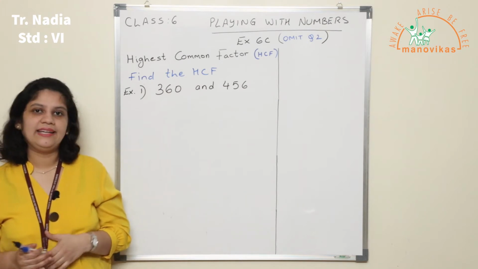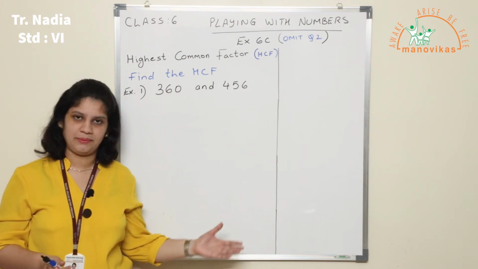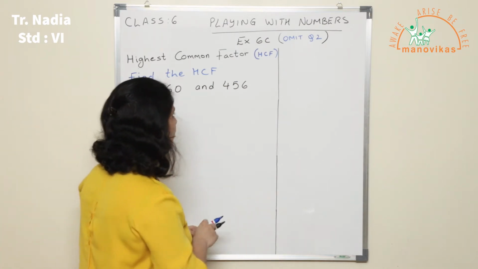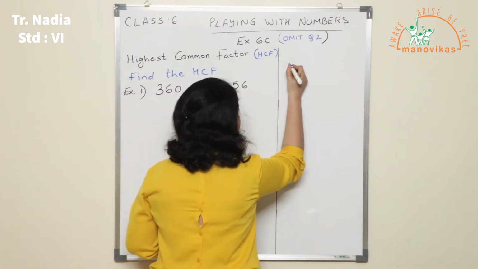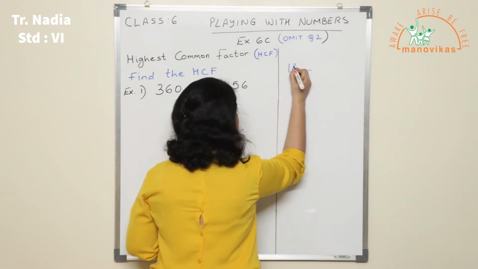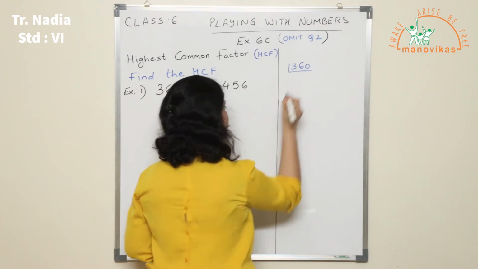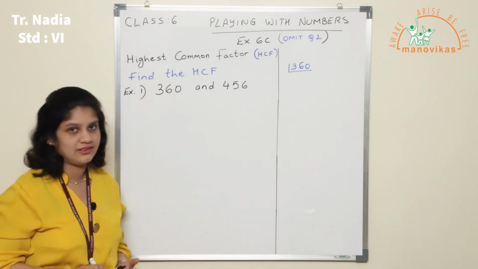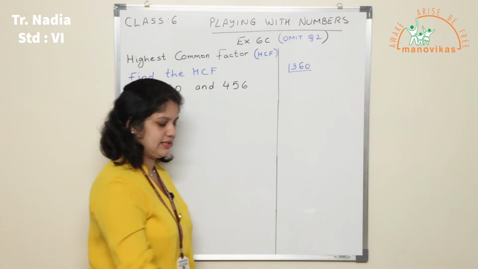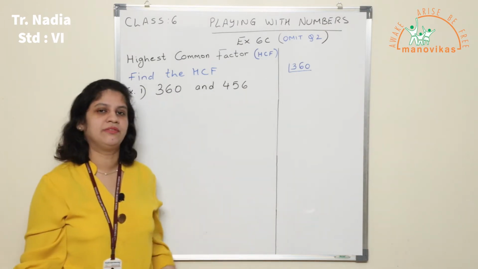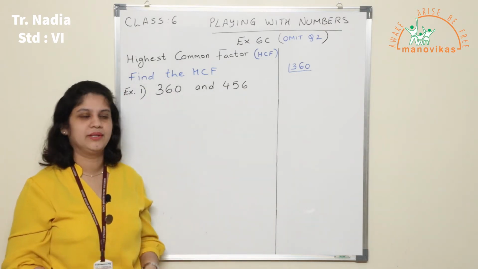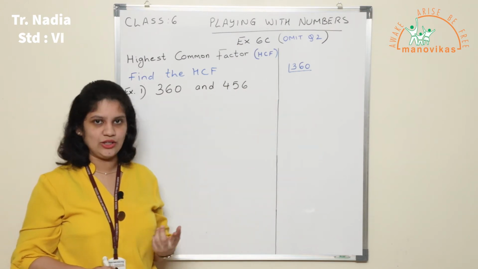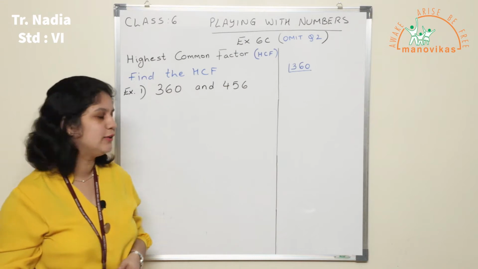For this, I need to factorize the numbers separately using prime numbers. So I am going to go to the rough column and factorize the numbers. First I will take 360 and do prime factorization of this. That means I am going to factorize it using prime numbers. As I told you children, I always prefer to begin with the smallest prime number, that is 2. Since the number is even, ending with a 0, it is going to be divisible by 2.